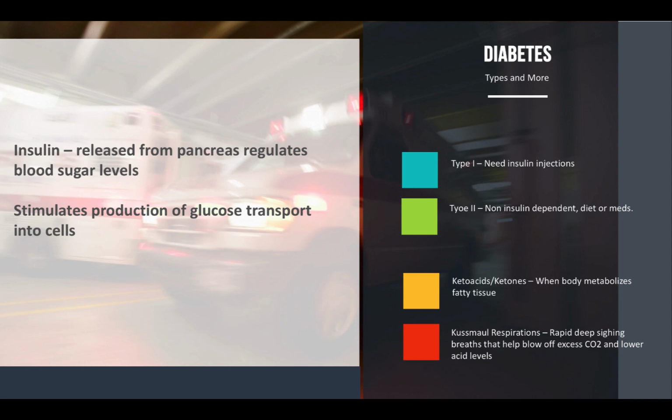Those keto diets, right? So, and then finally, I want to mention Kussmaul respirations, guys. This is when you get those deep sighing breaths that are helping a diabetic blow off excess CO2, and it helps them lower their levels of acid, right? That ketoacidosis. Okay, so a lot of times you'll see that with patients that are having issues with their sugar when they're unresponsive. Okay, you're not going to have a conscious patient breathing like this. They're going to be unconscious when you get patients like this.